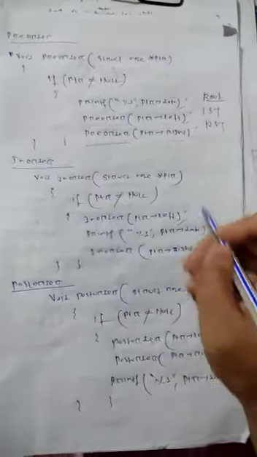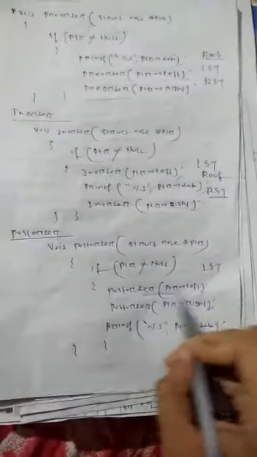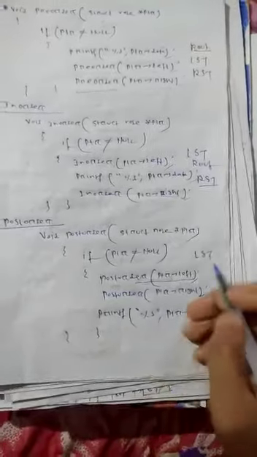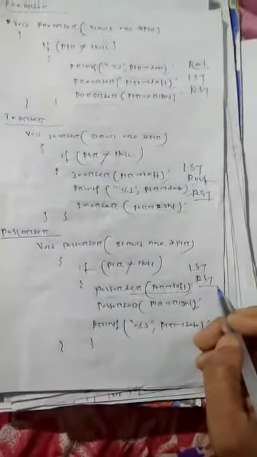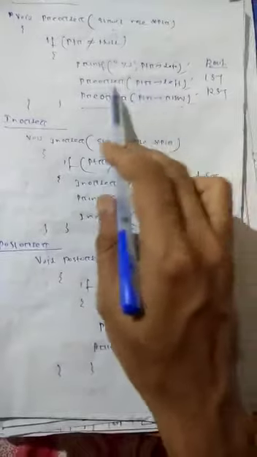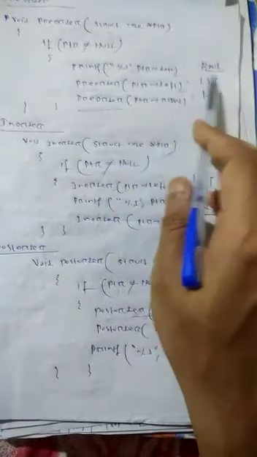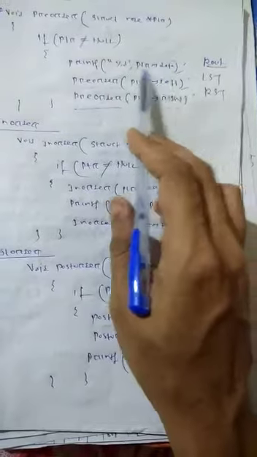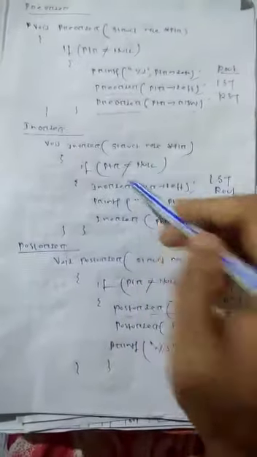Similarly in in-order, first the left subtree is called recursively, then you print the root, then you call the right subtree. In post-order, first the left side is called recursively, then the right side is called recursively, then the root. So remember: two recursive calls and one print of the node. This applies to pre-order, in-order and post-order.